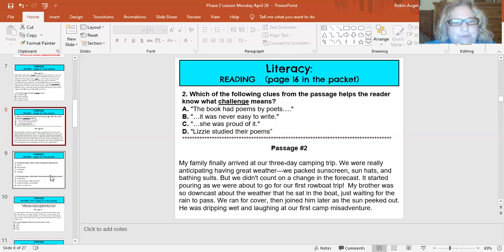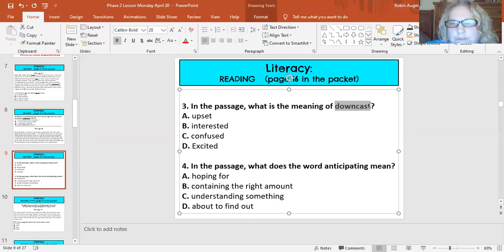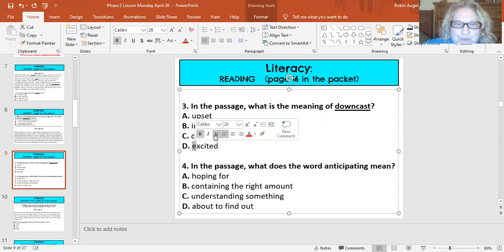Okay, let's read through our questions. In the passage, what is the meaning of downcast? Okay, and I'll underline that word. Downcast, underline. What is the meaning of downcast? Does it mean upset, interested, confused, or excited? Now, think about how the brother was feeling when the weather changed and they couldn't actually go in the rowboat when they had planned.